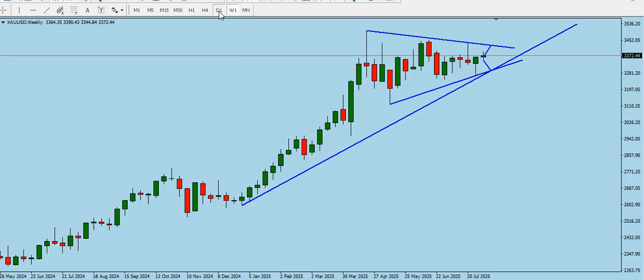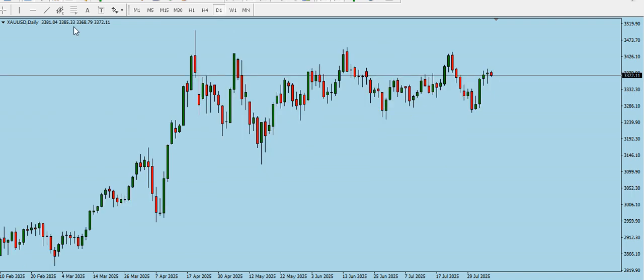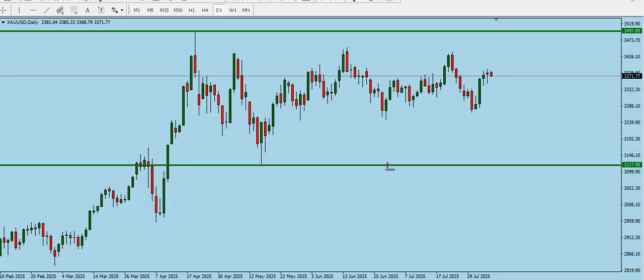And on the daily time frame, you can see price is ranging. You can see the range on the daily time frame. Our range top is at 3497 area, while our range bottom is at 3117 area. That's the outer range bottom.